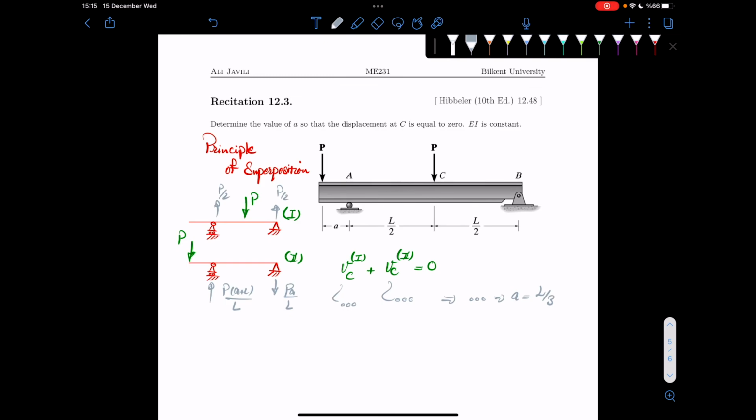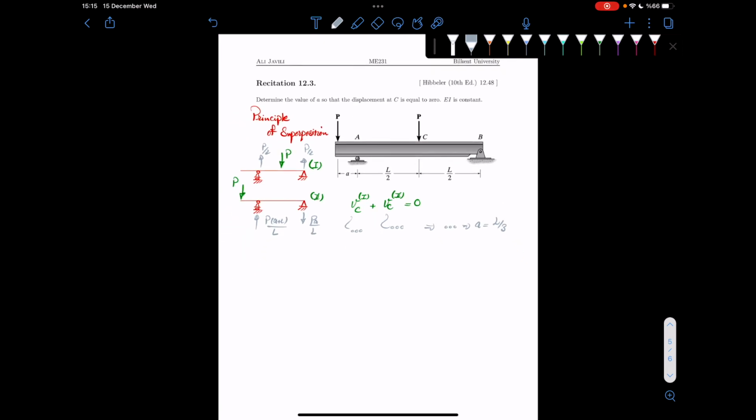Again, the individual calculations are not very complicated. We don't have distributed load or anything. It's a fairly simple problem, but it just gets a little long. All right, so this was the next exercise.